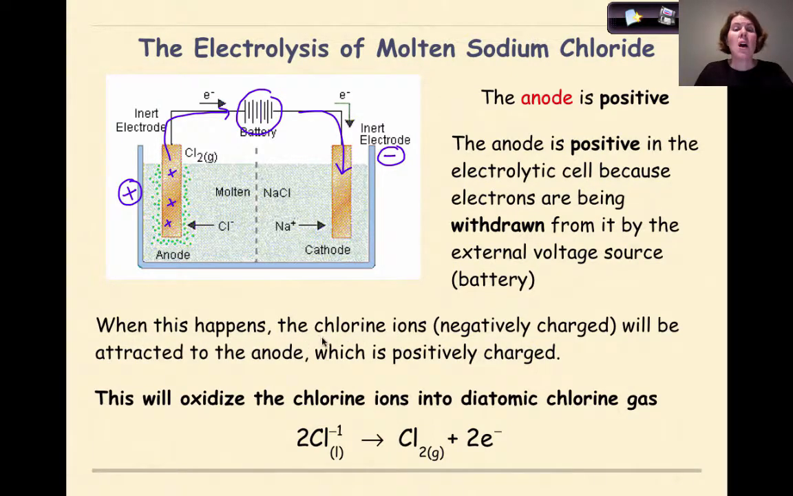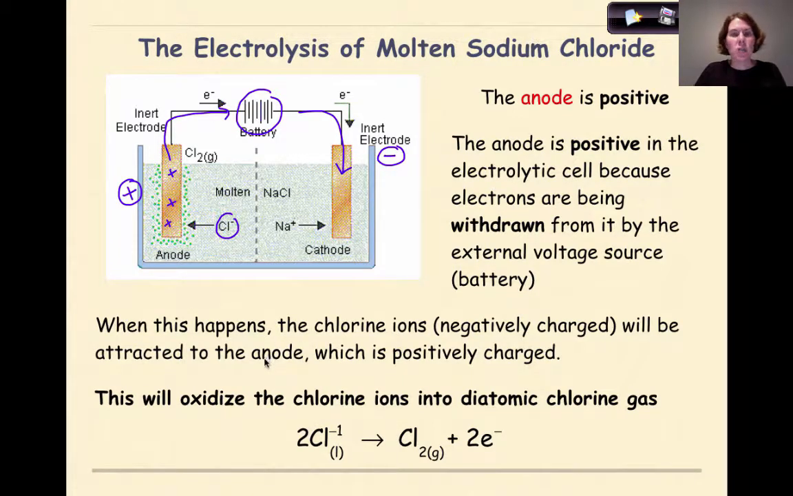When this happens, the chloride ions, which are negatively charged, here's one right here, will be attracted to the anode, which is positively charged. This will oxidize the chloride ions into diatomic chlorine gas. So here comes my chloride ion. It's negatively charged. It's going to come over to the anode. It's going to lose its electrons, so the electrons are going to go into the anode, be pulled out, and pushed over into the cathode.